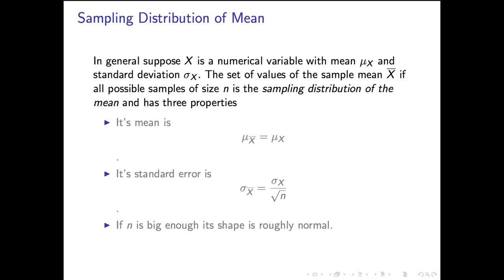Just like last lecture, there are 3 facts. I can tell you its mean, its standard deviation, and its shape. The mean of x bar, as we said before, is the same as the mean of x. We expect on average that sample mean to be the population mean. The standard deviation, remember we call that standard error when we're talking about a sampling distribution. The standard deviation of x bar is the standard deviation of x divided by the square root of the sample size. So it's going to be smaller than the standard deviation and get smaller the bigger n is. And then the third fact is it's roughly normal as long as n is big enough.